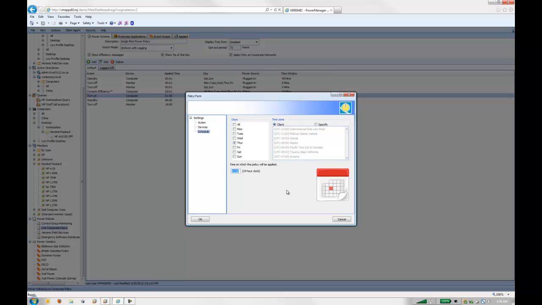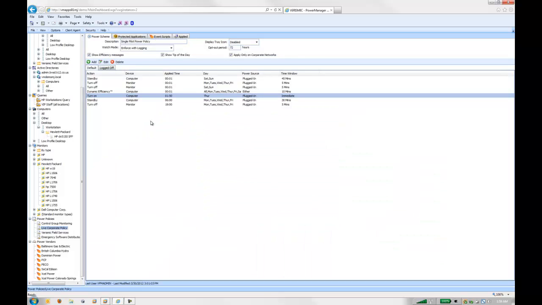Now, the question is going to come up, great, you can schedule a wake up for the window, but how do you keep the computers up and running? What if I need to ensure that my antivirus scans run and are not stopped because the computer goes back to sleep? What if I need to ensure my WSUS updates complete before the computer goes back to sleep? This brings us to our protected applications.